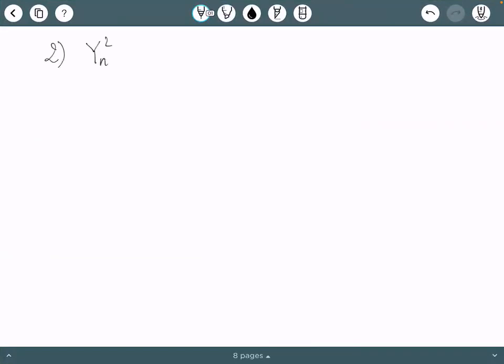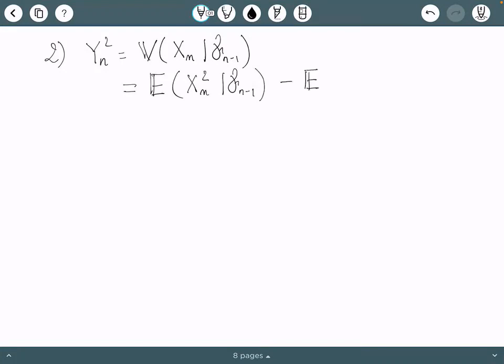So yn square is the conditional variance of xn given fn minus 1. Okay, so by definition, what is this conditional variance? It is the expectation of xn square given fn minus 1 minus the expectation of xn given fn minus 1, squared. Okay, it is the same definition as the usual variance, but you replace the expectation by the conditional expectation.